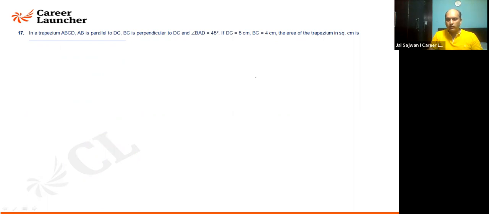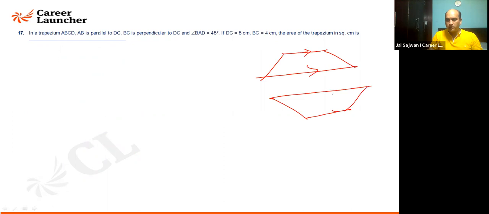By the way, this is what is considered as a trapezium. One pair of sides are parallel. You can also have this type of figure as a trapezium. One pair of sides are parallel. Fine. So I would request you, it is already given AB is parallel to DC. So come on, try to find out the answer.